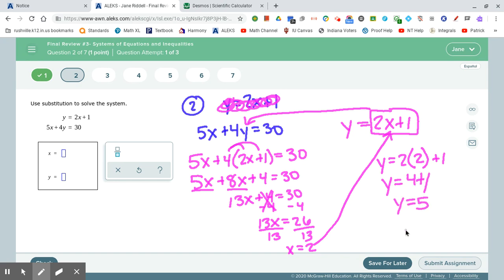is equal to 5. All right, I could write my answer as an ordered pair, x followed by y, or how Alex wants me to type it in is just typing them in separately. So x is 2, y is 5.